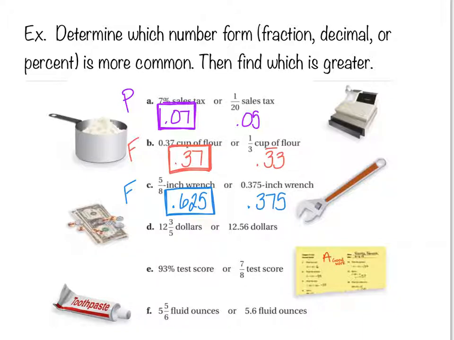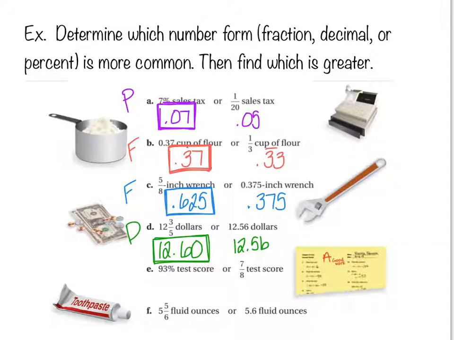And then we've got money. And you should know that the most common way of writing money is in decimal form. So we have $12.56 here. Now, 12 and 3/5, we know 12 is the whole number, and 3/5, or 3 divided by 5, is 0.6. But since money uses 2 decimal places, we need to make that a 0.60. And we can see that $12.60 is bigger than $12.56.